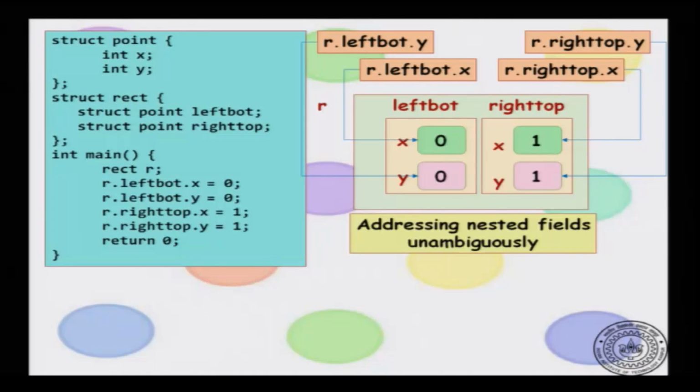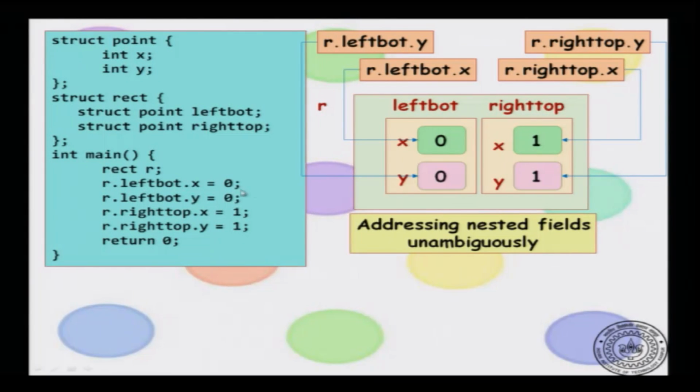So, again you would use the dot notation. It is a very consistent representation. Inside the code of main, I would say struct rect r, and then I would say r dot left bot dot x equal to 0. This says take the left bottom subfield of r. Since that is a structure, r dot left bot itself has subfields, x and y. Its x coordinate is assigned 0. Similarly, r dot left bot dot y equal to 0 and so on.